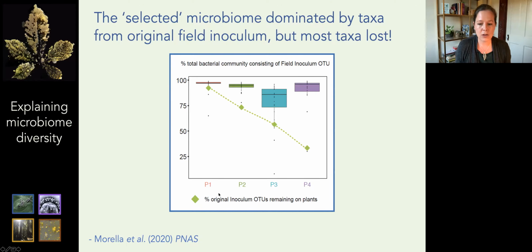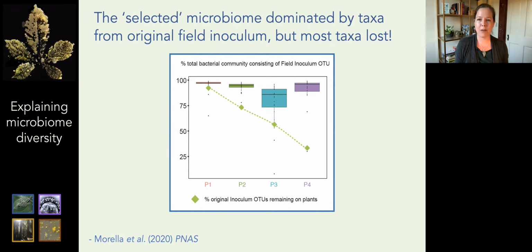If you focus first on the green dashed line here, what I'm showing you is the percent of the original inoculum taxa that was remaining on the plants at each passage. So we sequenced the original inoculum that we sprayed on the plants, so we knew what taxa we began selection with. And then we asked how many of them remained through time. And you can see that that drastically reduces through time. So by the end of the experiment, only 25% or so, 30%, of the original taxa that were there at the start of the experiment remained. So we clearly selected out about 75% of taxa.